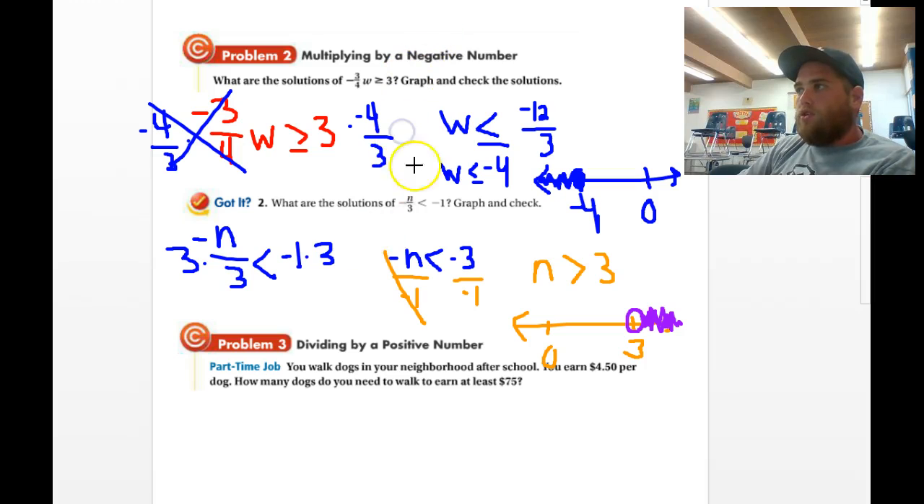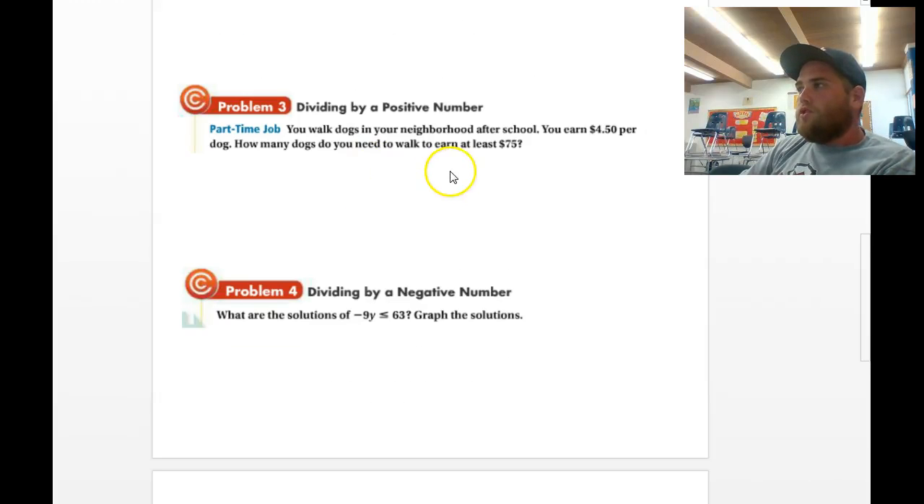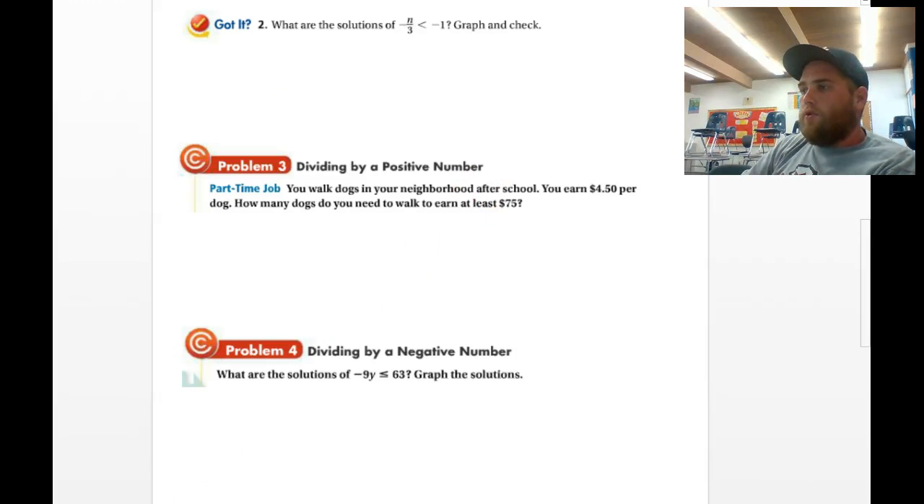Okay, so now let's jump down here to problem number 3. Let me make sure you guys can see that. So you walk dogs in your neighborhood after school. You earn $4.50 per dog, so that's 4.50x. How many dogs do you need to walk to earn at least $75?